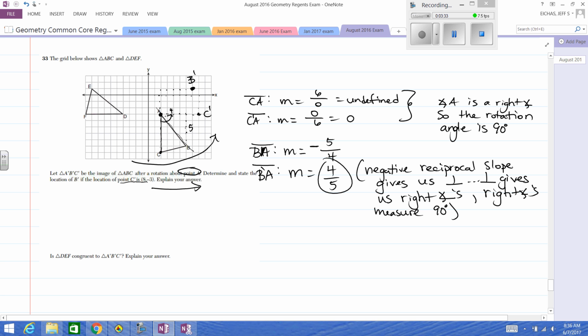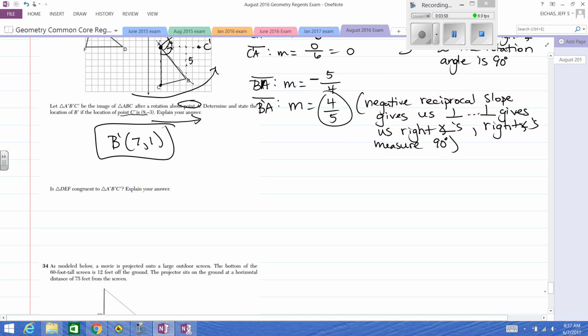Let's see. That is in the same direction, so that looks good to me. Of course, if that wasn't going to work, we could have gone this way, down 4, left 5. But this looks good. 1, 2, 3, 4, 5, 6, 7. Looks like (7, 1) for the location of B prime. Let me double check that. Yep, that's what I had the last time I did it.